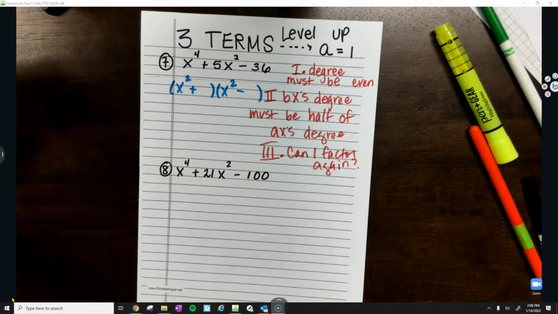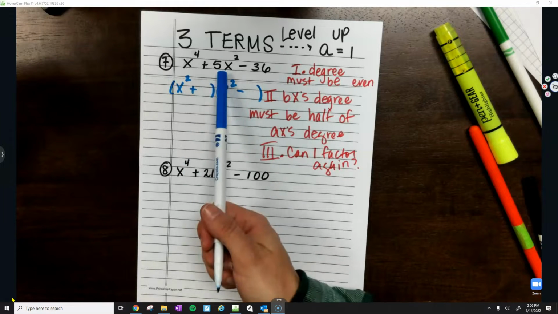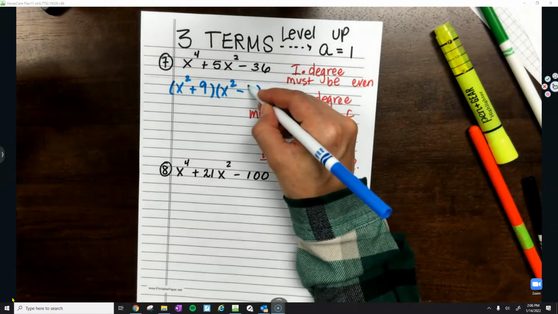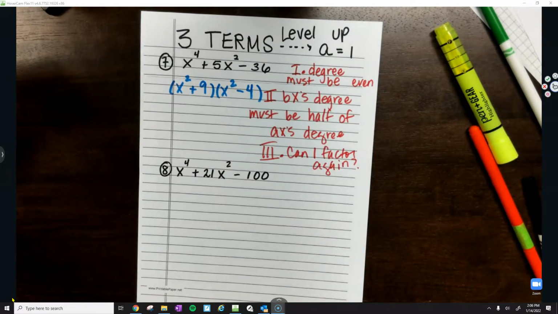And then what multiplies to make 36? Not a lot. I like 9 and 4, because what's 9 minus 4? Yes. So put your 9 in the positive side and your 4 on the negative. And then what's going on, y'all? Are you done?